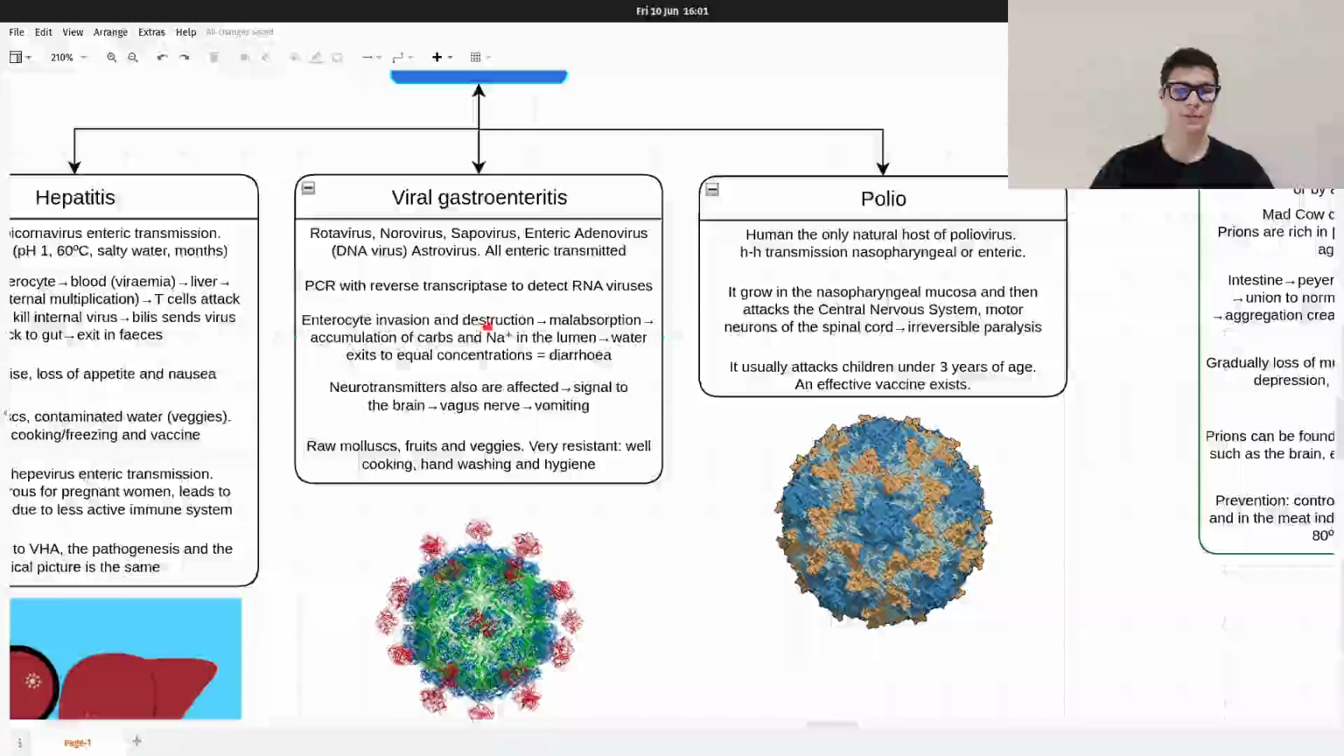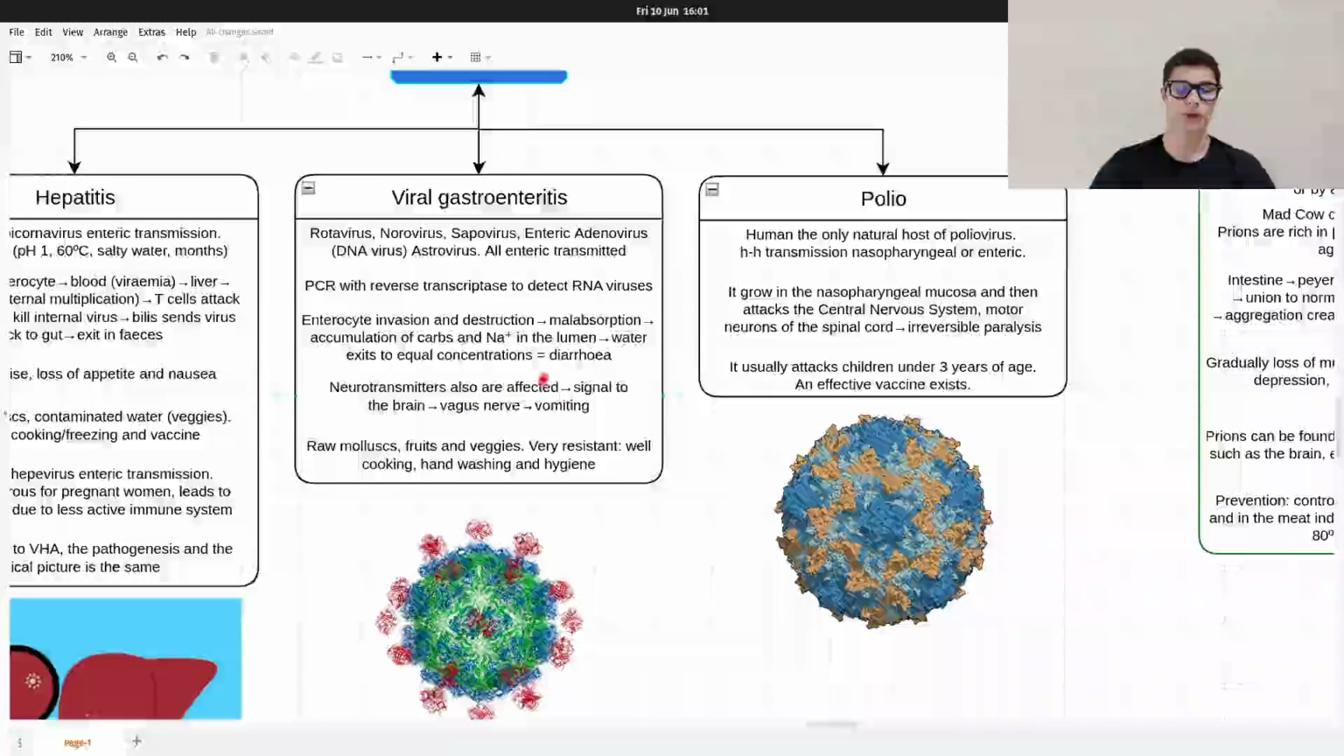The enterocyte invasion and destruction will create malabsorption, and this will accumulate a lot of carbs and sodium in the lumen, and water will follow them to equalize the concentrations, and that causes the diarrhea. So basically, it's because of the malabsorption due to the destruction of the enterocytes.